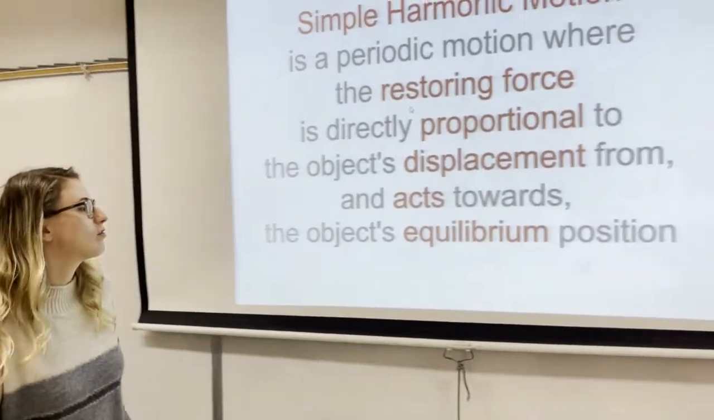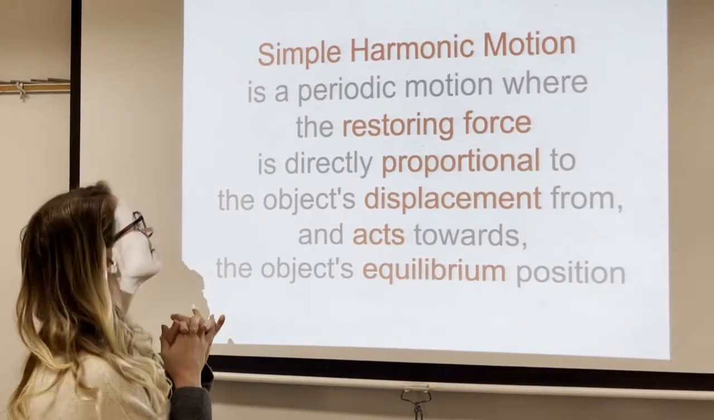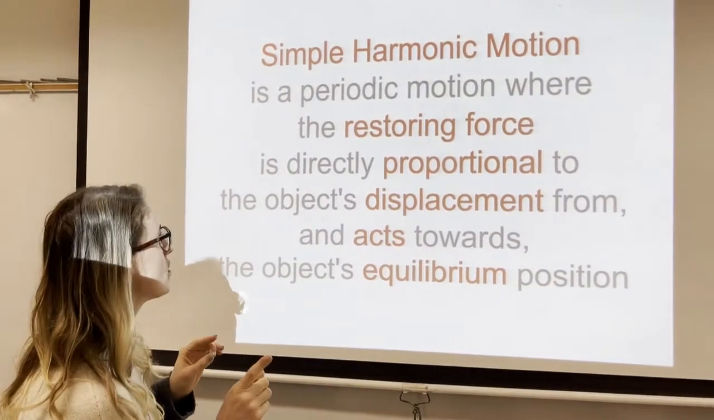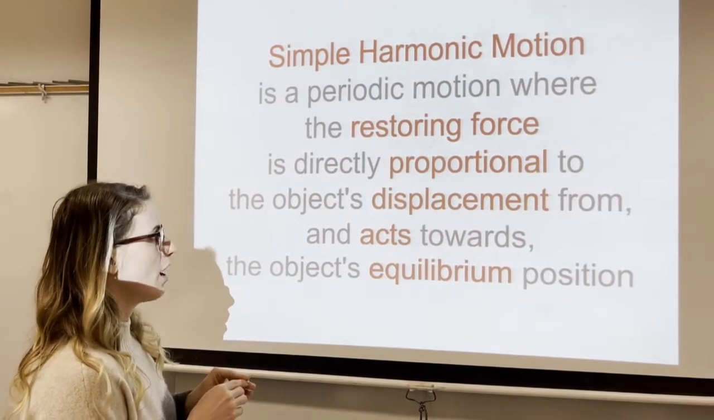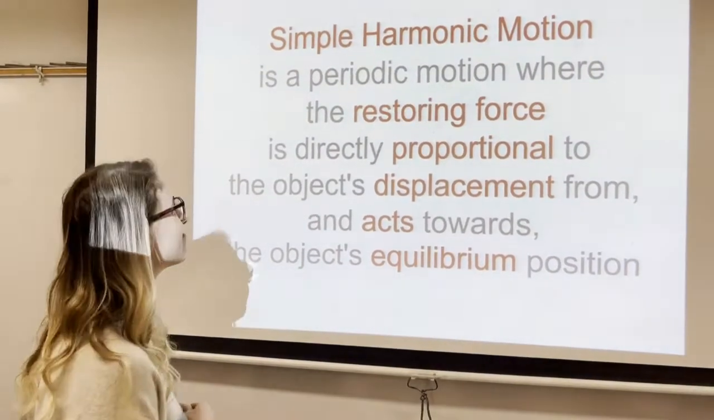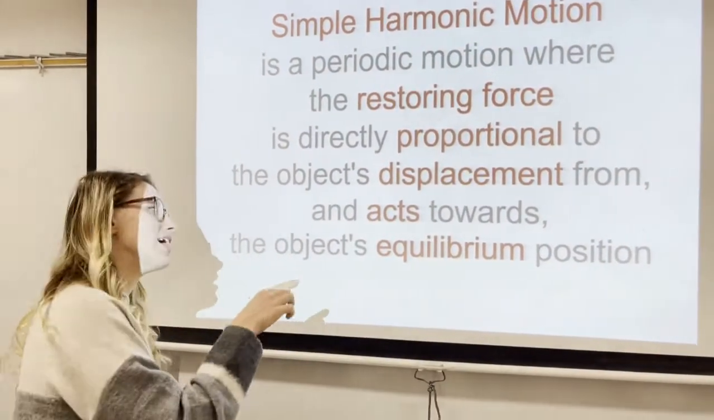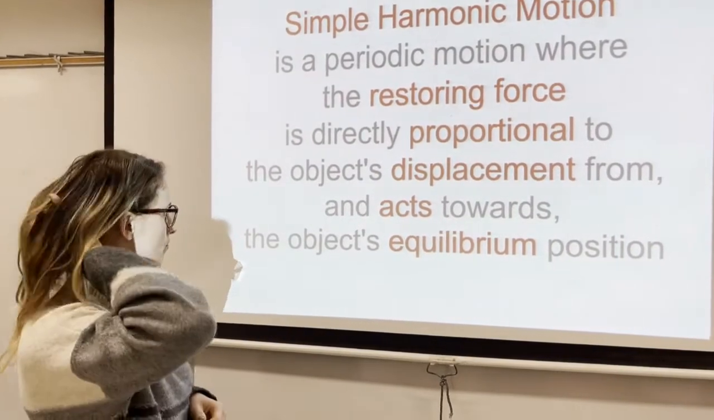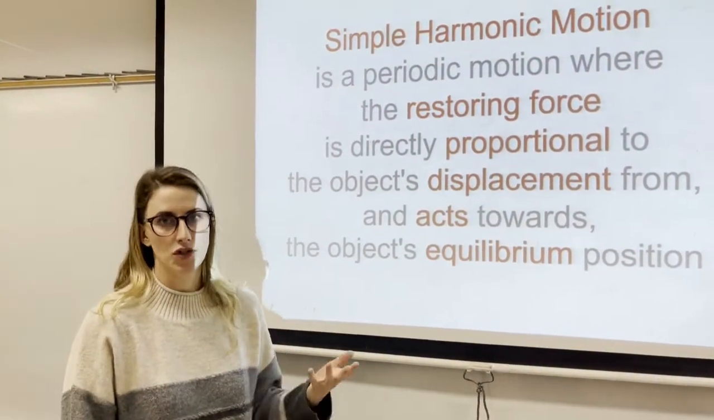Okay. All right, so let's go ahead and give you a definition that you've been waiting for since the beginning of this unit. Simple harmonic motion is a periodic motion where the restoring force is directly proportional to the object's displacement from and acts towards the object's equilibrium position. That means the more you stretch the spring, the stronger the force is. That's proportional to the displacement. And the force is always in the opposite direction of the displacement, back towards equilibrium. Everything that we've been doing so far is simple harmonic motion.